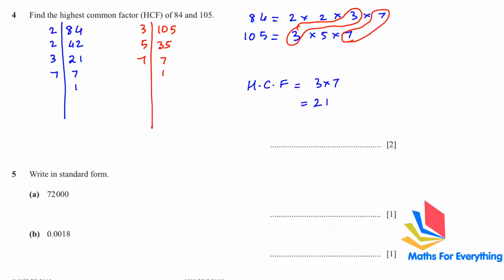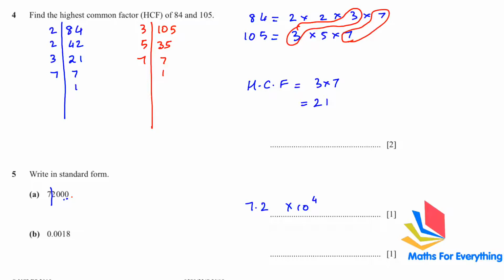Next, question number 5. Write in standard form. Remember that if there is no decimal, you have a whole number. The decimal is after the number. When we are writing in standard form, we can have only one number before the decimal. So 7.2 multiplied by 10. We moved this decimal 4 places, correct? 1, 2, 3, 4. So this will be to the power of 4.